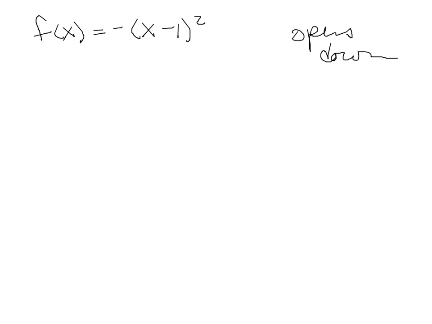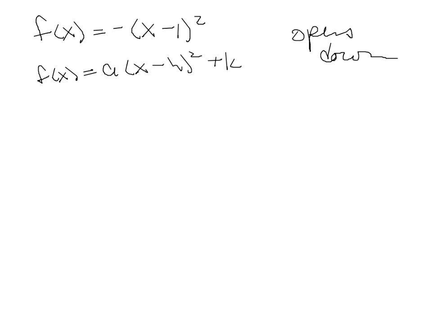Okay, this is our third example of quadratic functions in standard form. This one is f of x equals minus x minus 1 squared. Okay, so this one opens down. In standard form, it looks like a times x minus h squared plus k.